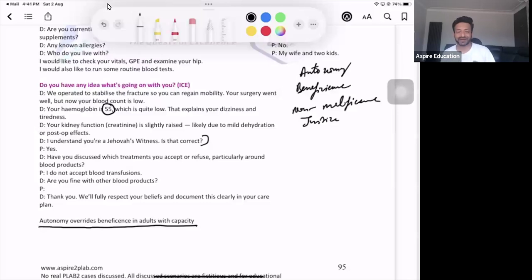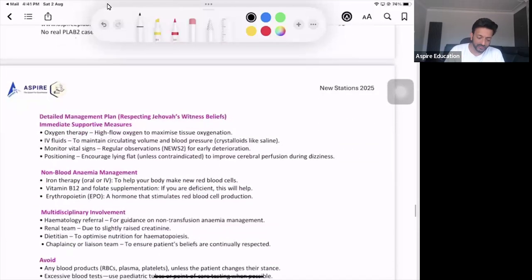Okay, but now what is the option for you? So you have to do something. You can't go for blood transfusion. You can't go for blood products as well. Then what are the options that we have got? So first of all, immediately what we can do is oxygen therapy. So whatever oxygen is reaching the tissue is going to be a bit higher. So high flow oxygen to maximize tissue oxygenation. Yeah, IV fluids. Monitor vitals and positioning like lying flat. So these are the things that could be helpful.